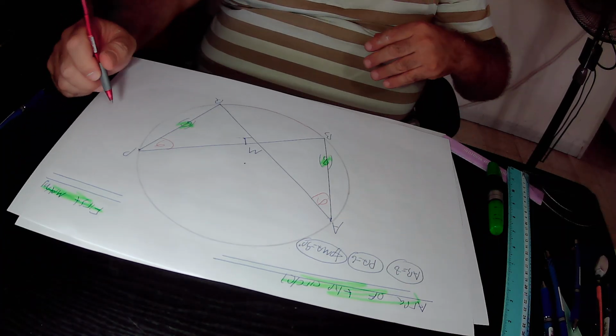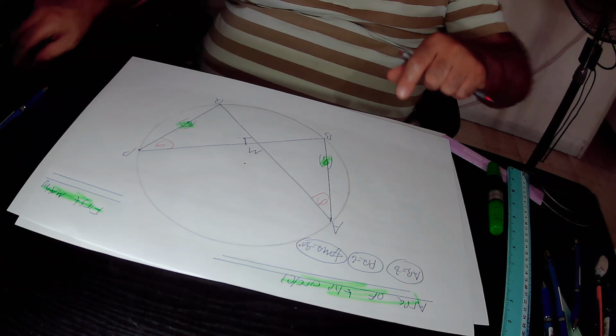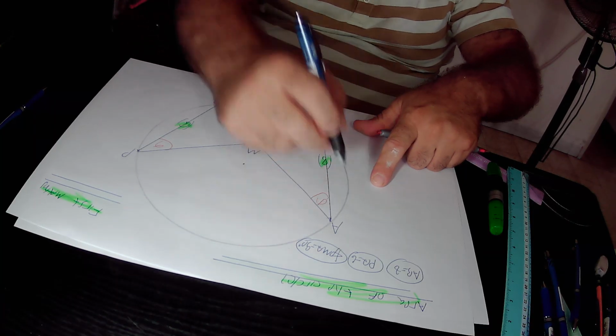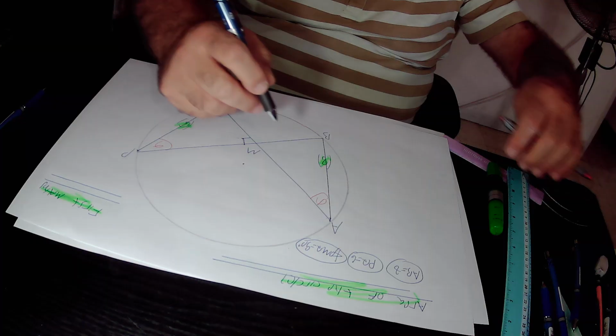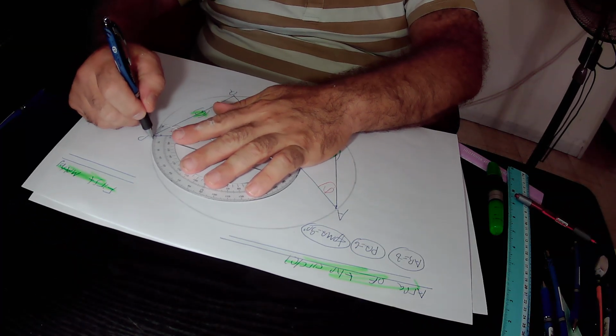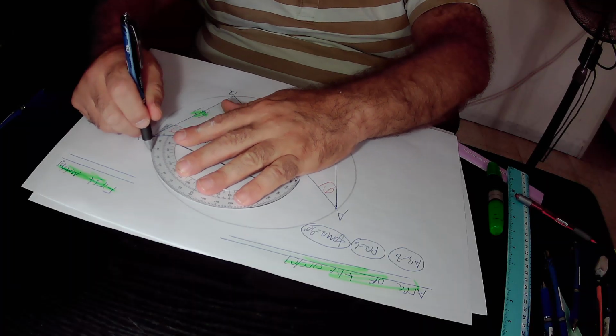Likewise, we'll focus on this black arc AP. This is arc AP in the black color.